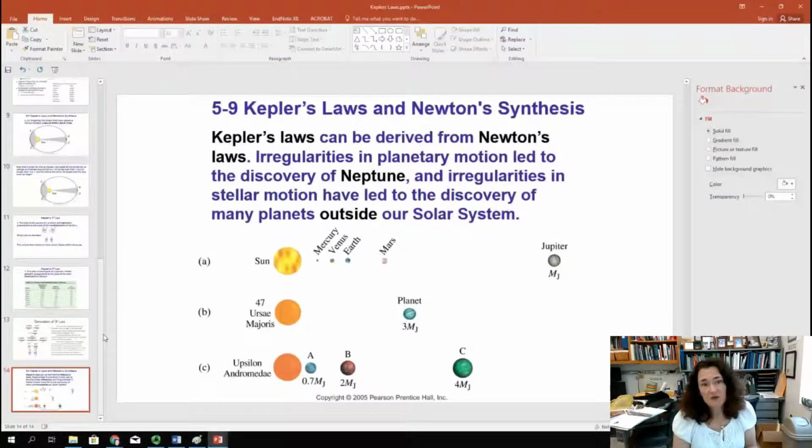So we've seen that Kepler's laws can be derived from Newton's laws. And then what happened was Newton and other astronomers noticed that there were irregularities in the planetary motion. And those irregularities should only be caused if there was another large mass next to the planet or close to the planet that was affecting its orbit. That led them to hypothesize that there were planets out there that they couldn't see, that were changing the orbits of the planets that they could see. And this led to the discovery of Neptune.